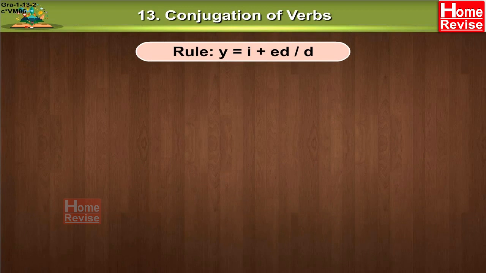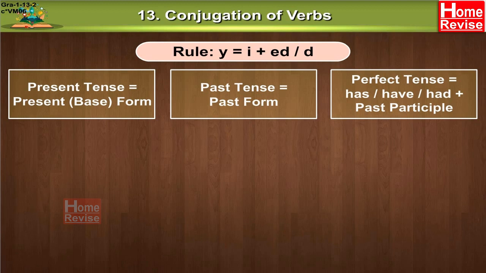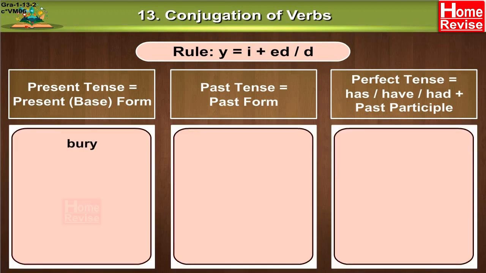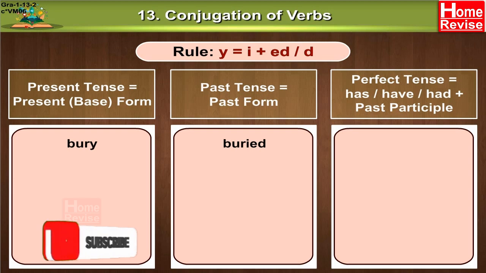Rule: y changes to i plus ed or i plus d. We have the present base form, past form, and past participle. Bury: y is removed and i and ed is added to make the past form buried. Y is removed and ied is added to make the past participle buried.